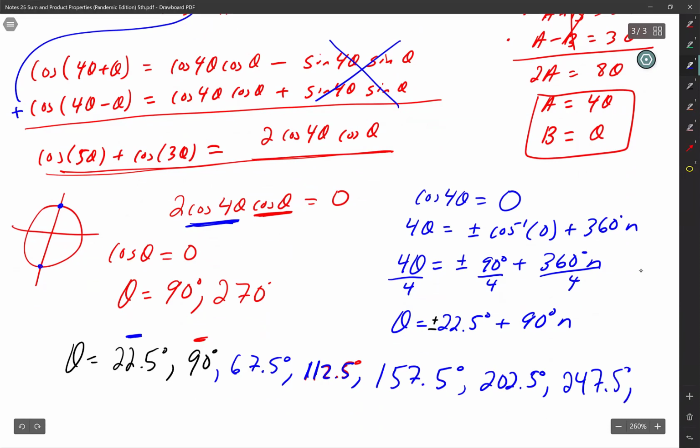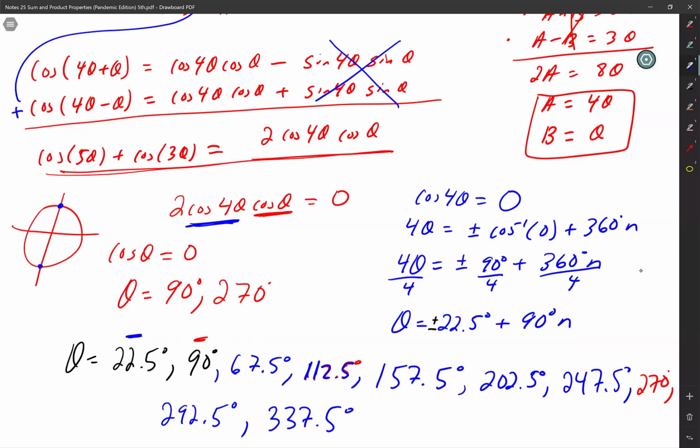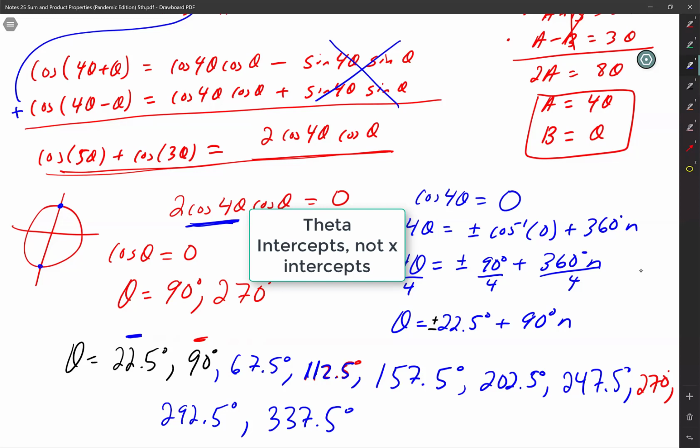And then I guess technically the 270s. So here comes the 270s. These are all my answers. And then 202.5 plus 90, 292.5. Yeah, I have a lot of answers, guys. And then the last one, 247.5 plus 90, 337.5. There it is. All those answers, guys. If you were to graph this, you would have all those intersections, all those x-intercepts. All right, we did it.